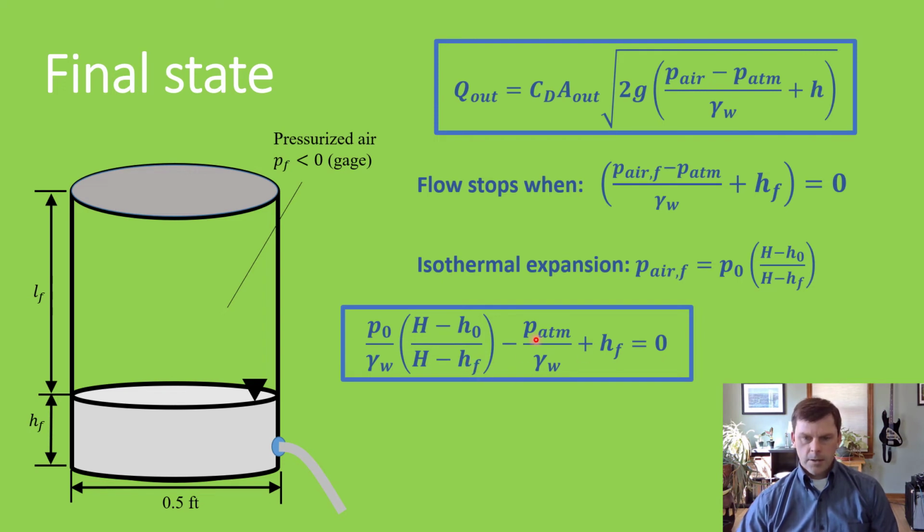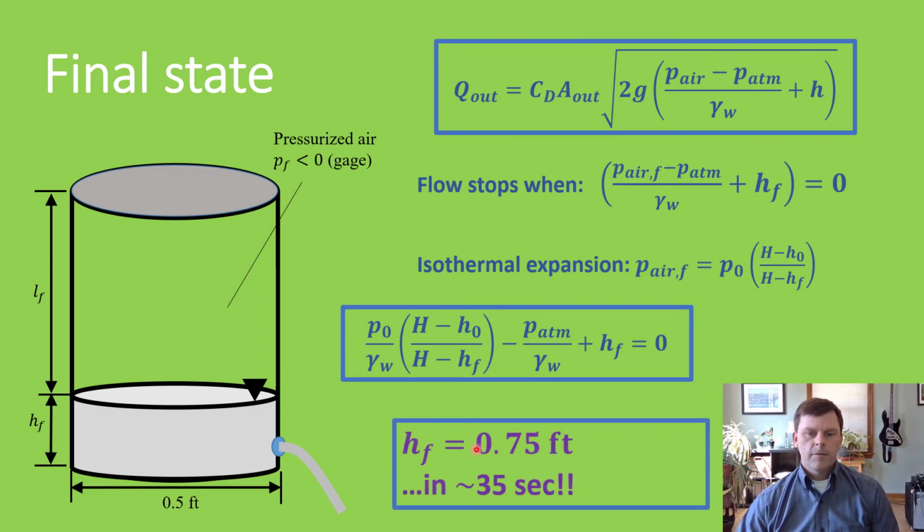So this equation is nonlinear. It's basically a quadratic, and if you want to solve it, you multiply through by the denominator in this first term here, and you have a quadratic equation with respect to HF. You can solve that using an online quadratic equation solver or the quadratic formula. And if you do that for the numbers that we have for this particular problem, you'll get that the final water elevation is 0.75 feet. And if you do a spreadsheet calculation, you'll find that that occurs in about 35 seconds.